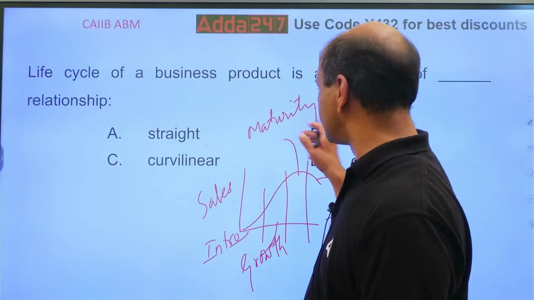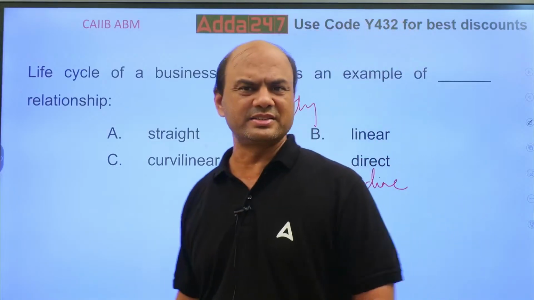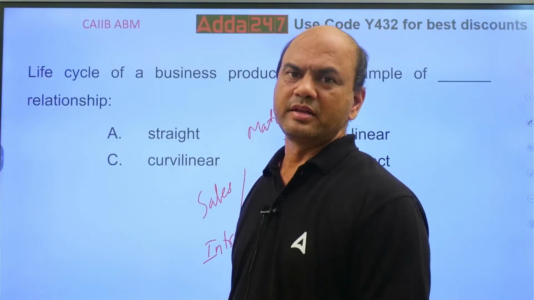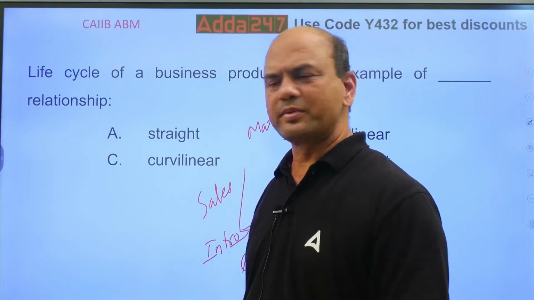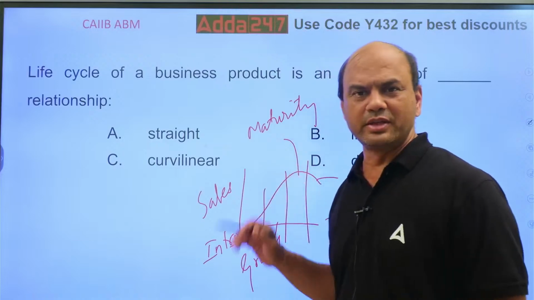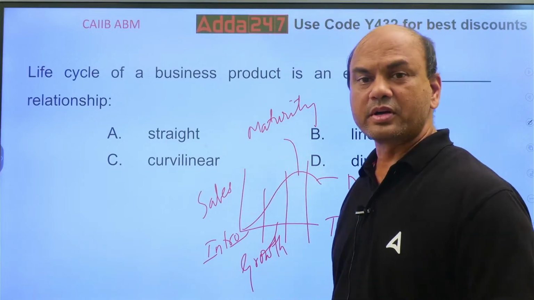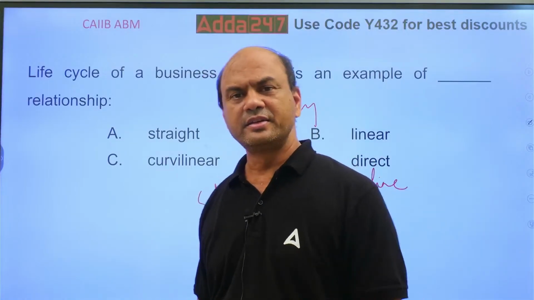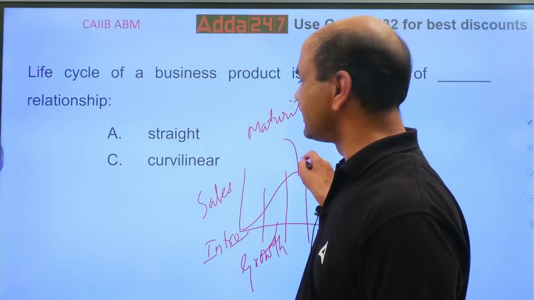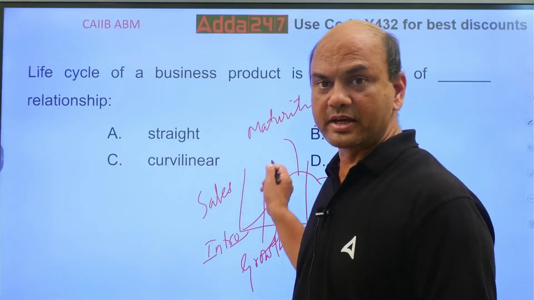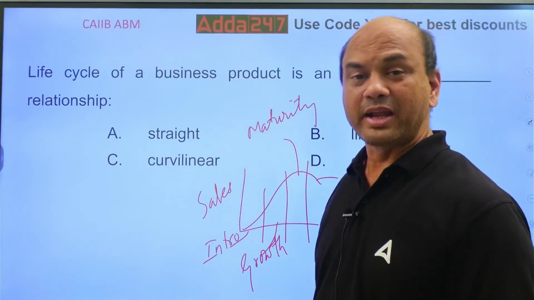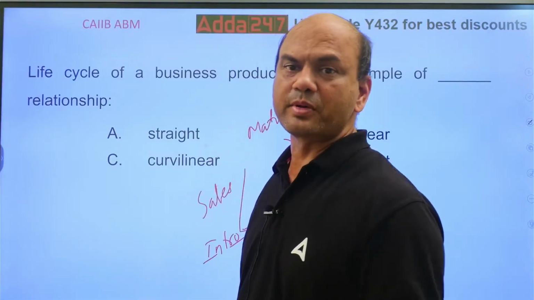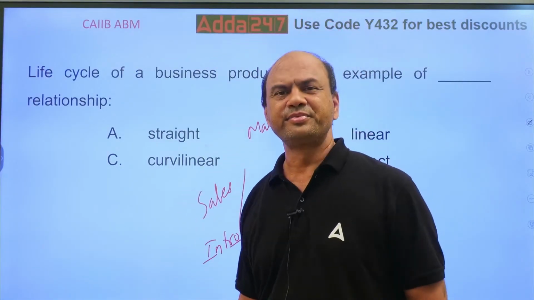Introduction, growth, maturity, decline. Now we are not going to study this because it's a different topic altogether. Generally 90% of the products go through this life cycle only. Every product is first introduced, then it grows, then it matures, then it declines. In maturity, the sales and profits are at the highest. But our question today is not that. We are not studying PLC today. PLC means product life cycle.